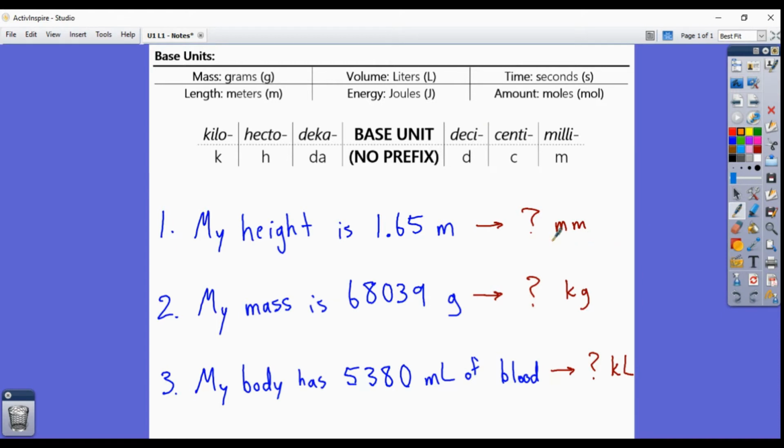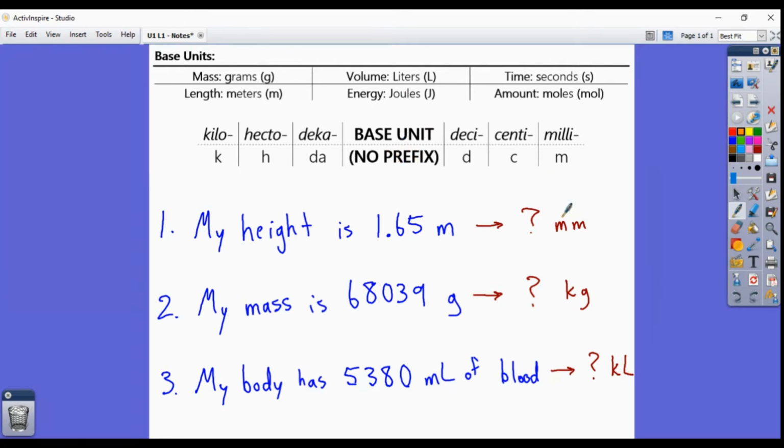And I want to convert these to mean the same value, but be written in a different way with a different prefix, okay? So let's look at this first one here. My height is 1.65 meters, and I want to change that into millimeters. Well, this is my list of basic prefixes for the metric system, okay? My base unit here means there's no prefix on there. So like regular old grams, meters, liters, joules, seconds, moles, the stuff that's up here. Any of those can fit down in the base unit section, okay?